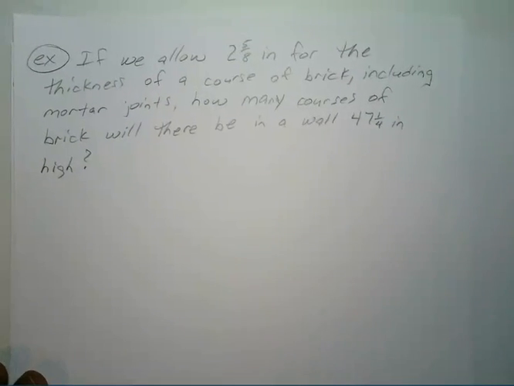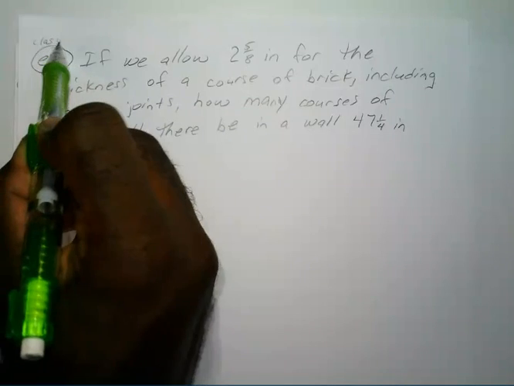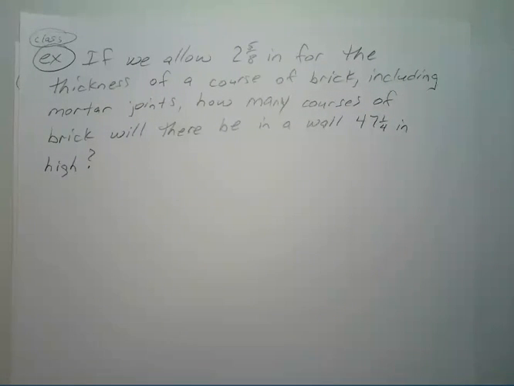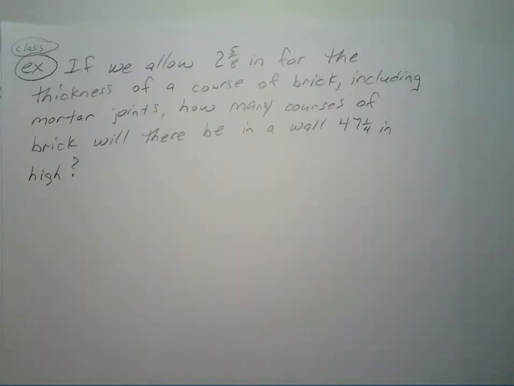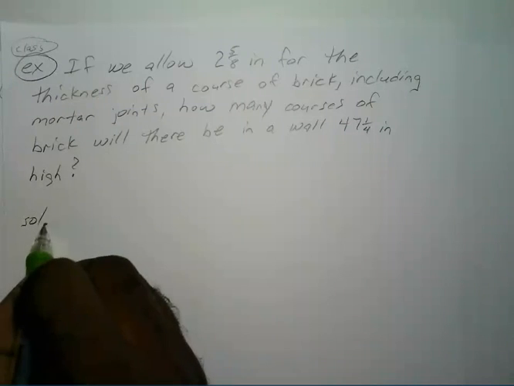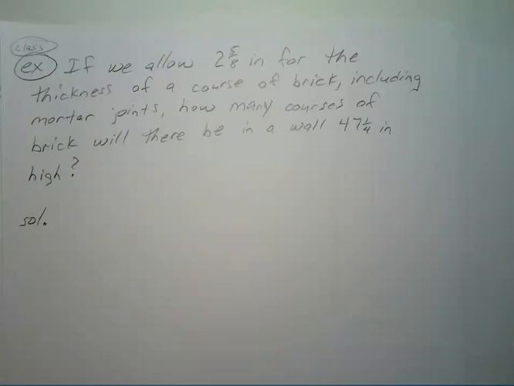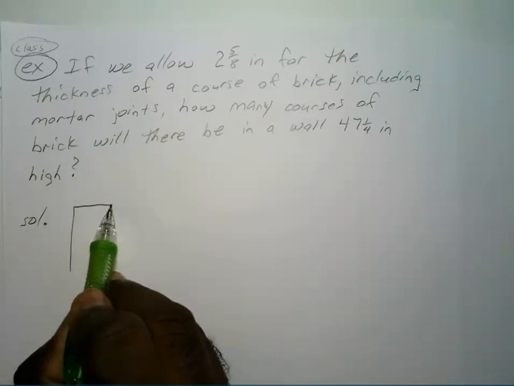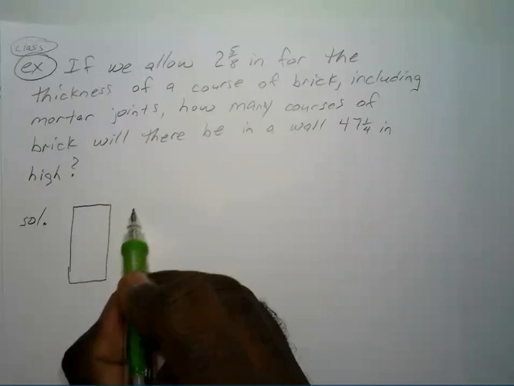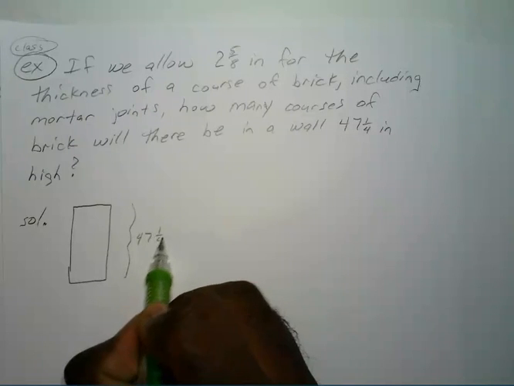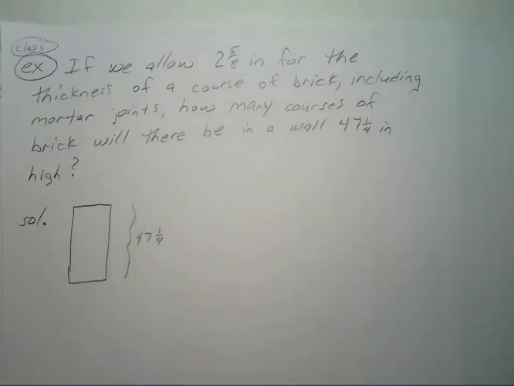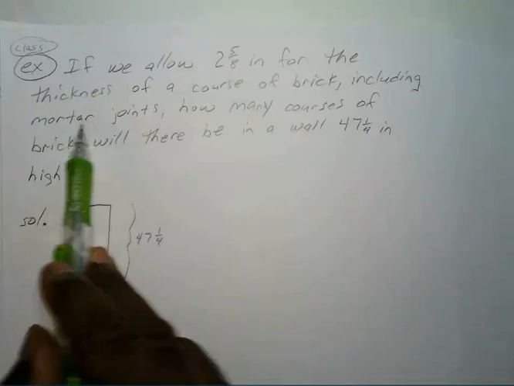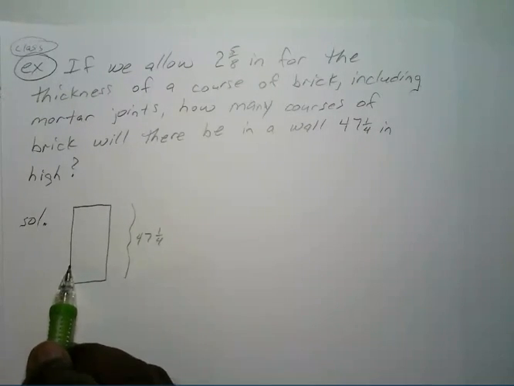All right, so once again, I want you to press pause and try to solve this one on your own. All right, so assuming you've already pressed pause and solved this one, let's go ahead and verify your answer. Okay, so we have our wall that's 47 and a quarter inches high. So let's go ahead and draw something that represents our wall. Okay, and that's 47 1/4 inches high. Okay, so the brick and the mortar joint is 2 5/8 of an inch.